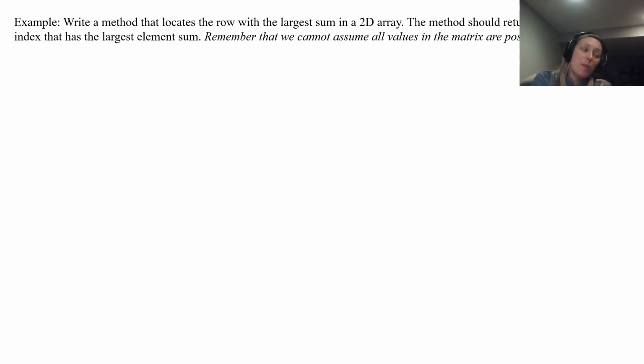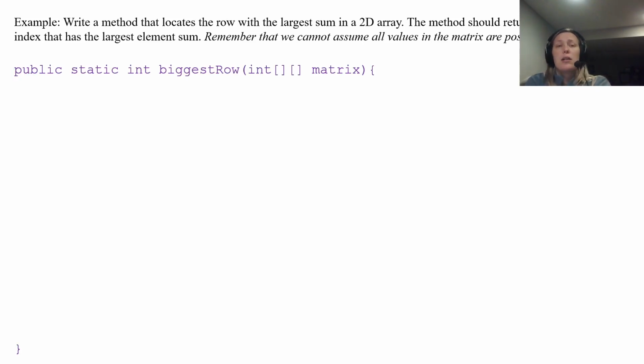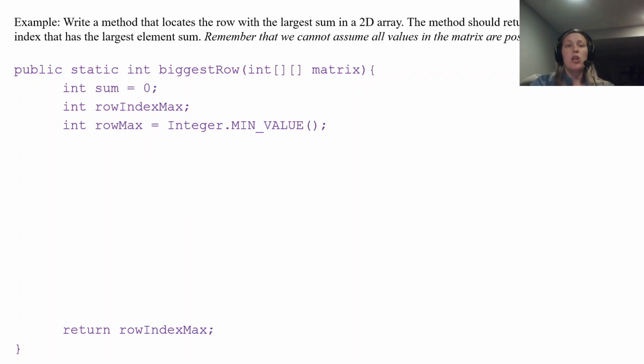But this is going to be a slightly bigger problem because we have to keep track of a lot of things. Let's start off with the header. I'm only given a matrix, a two-dimensional array. And what I want to return is the row index with the largest element sum. So I need to define a few variables here. I first need the sum of the row, so I'm going to define a variable called sum. I'm going to define a variable called row index max. I'm not going to set it equal to anything right now. I don't really need to. You could set it equal to 0, I suppose, if you want, but it'll be changing as I go through.